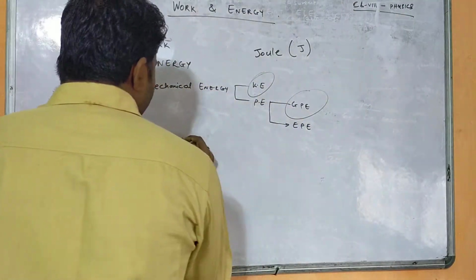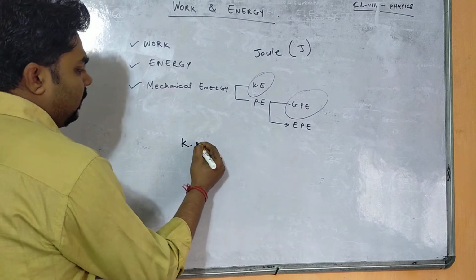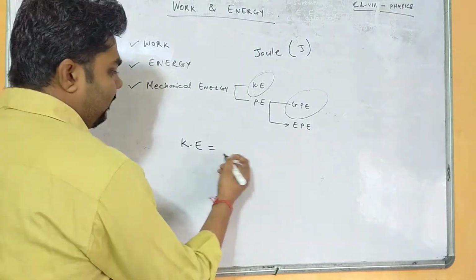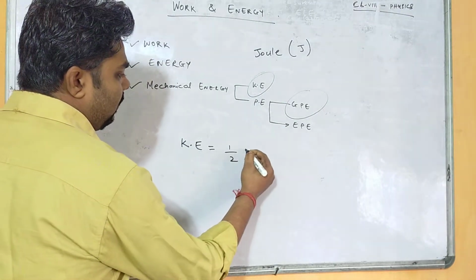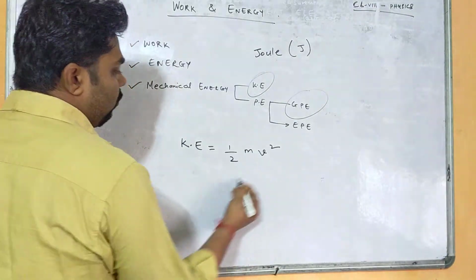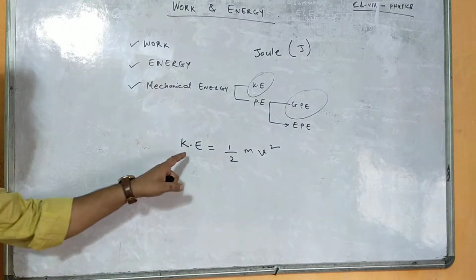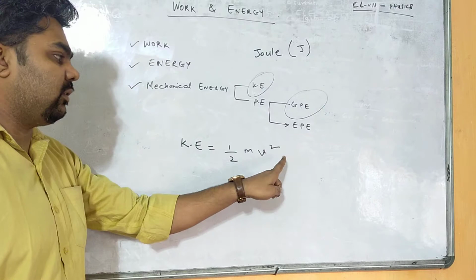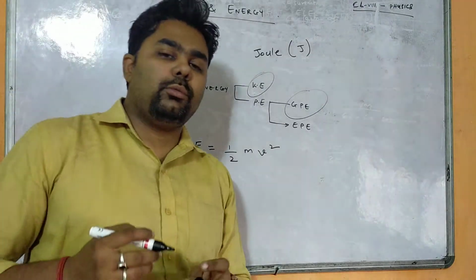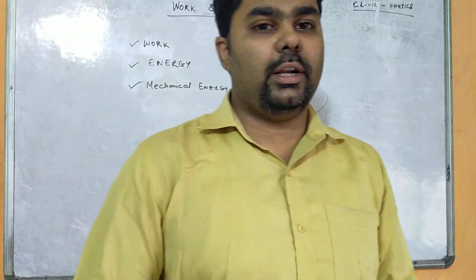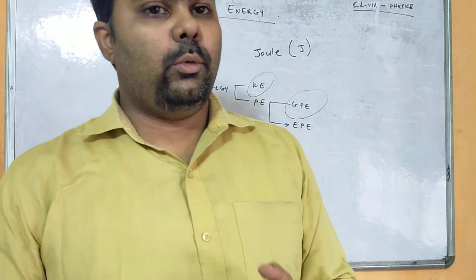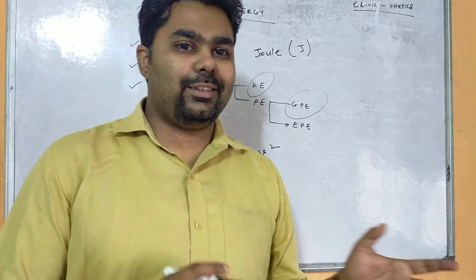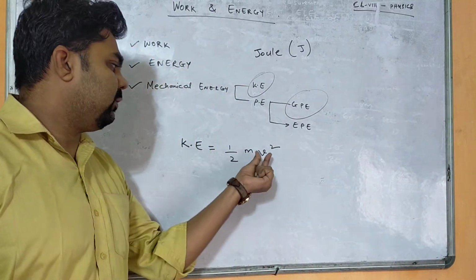So kinetic energy, as I have told, when an object is in motion, the energy possessed by that body is kinetic energy. So kinetic energy depends upon mass and velocity. This is the formula of kinetic energy: kinetic energy equals half mv square. That means it depends upon mass and velocity. If an object is moving with high velocity, then we say it has more kinetic energy, whereas an object having less velocity has less kinetic energy. So kinetic energy depends upon velocity.